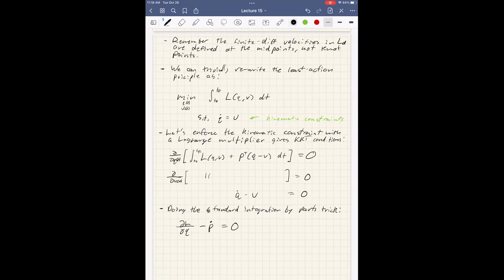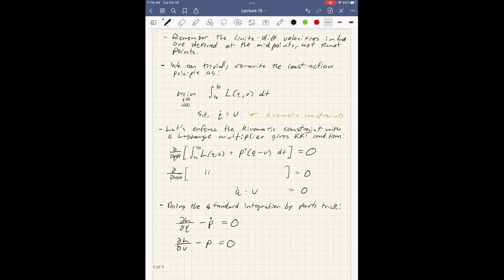So I got partial L, partial V, and then what about over here? Just P, right? Cool. And it picks up, it's minus P, right? Cool. So partial L, partial V, minus P equals zero. You do? So we did this a few lectures ago.